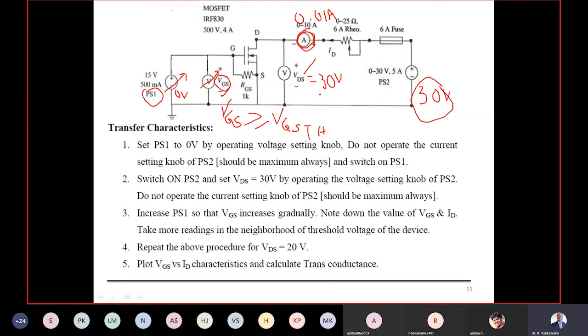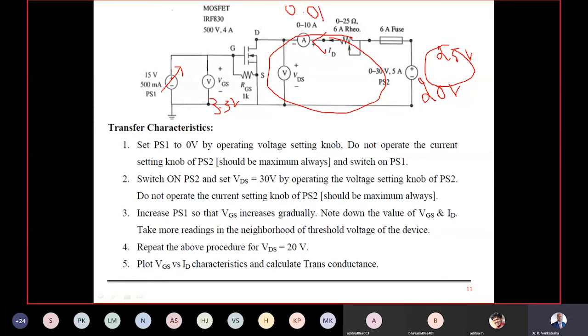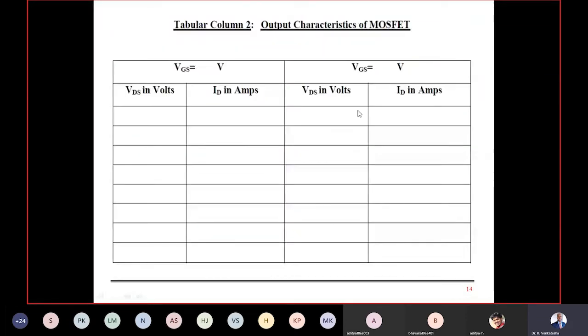Then repeat the above procedure by setting VDS, the PS2, equal to 20 volt or 25 volt; it doesn't matter. Set this, fix this, don't touch it further. Again, increase PS1 gradually from 0 towards 15 volt. Don't go more than 15 volt. At one particular point, again at 3.3 volt or 3.4 volt, the drain current starts flowing. Once you encounter a small current flow in the power loop of 0.01 amps, you note that down as the first reading.